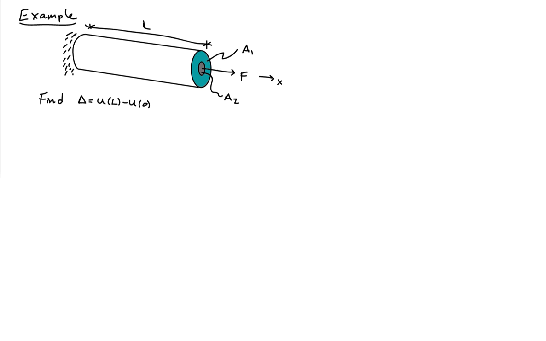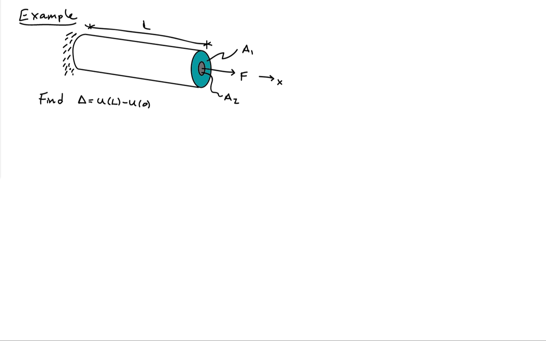Let's look at an example problem here that exercises our new understanding of the one-dimensional problem. So what I want to look at is a bar that's fixed at one end, and I'm pulling on it with a force F at the other end in the x direction. And the bar is made out of two materials, let's say material 1 and material 2. And I'd like to ask the question of what is the change in length of the system when I apply the force F to it.